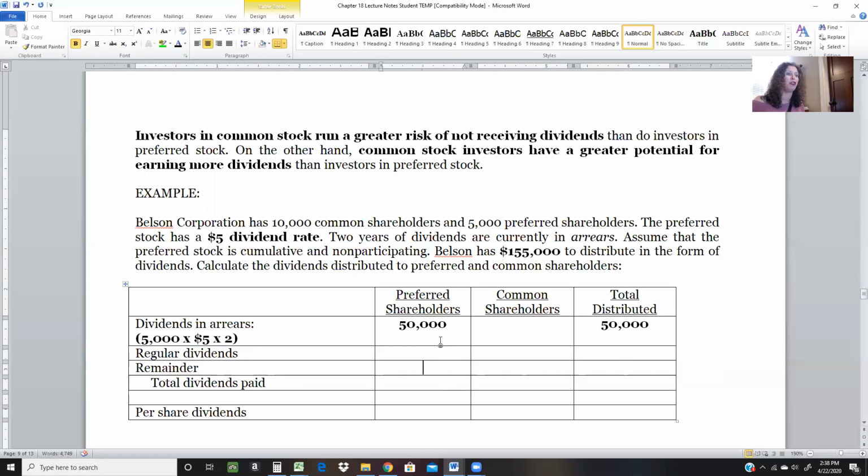Then we need to give out the regular stockholder dividend. So now we need to look at the current year. And the first thing we have to do is take care of our preferred stockholders. So now we've given out 25, so we've given out 75,000. And so now the rest of the money will go to the common stockholders.